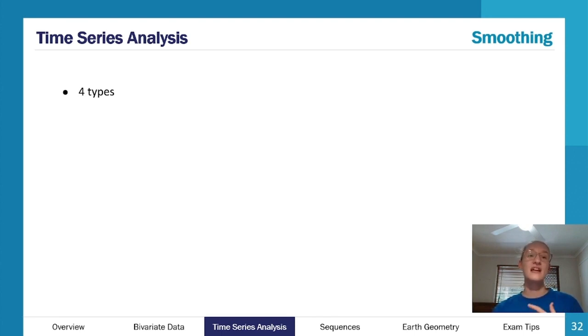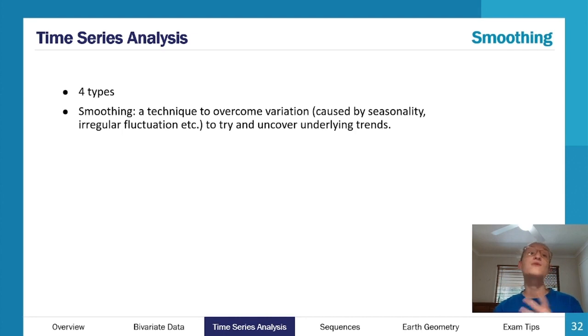So for example, in that data we had before that had all of those random irregular fluctuations, the goal of smoothing is to try and iron out those effects. It's like, hey, we really want to remove the impact of these irregular fluctuations so that I can see if there are any underlying trends or patterns. Again, smoothing is a technique to overcome variation. Not so much seasonality, because we'll look at deseasonalizing and reseasonalizing data shortly, but mainly irregular fluctuations. And again, it's about trying to uncover those underlying trends.